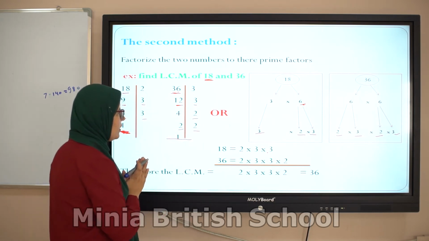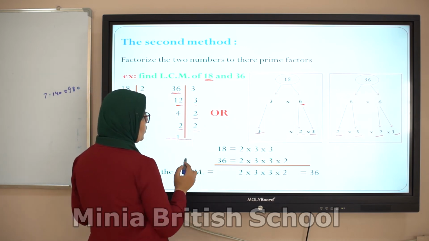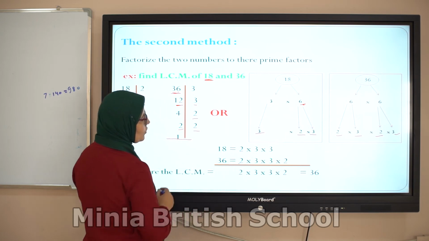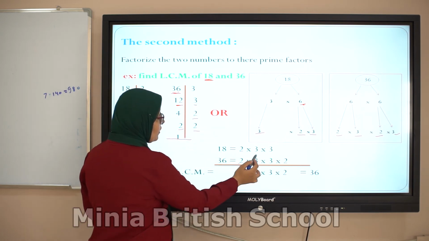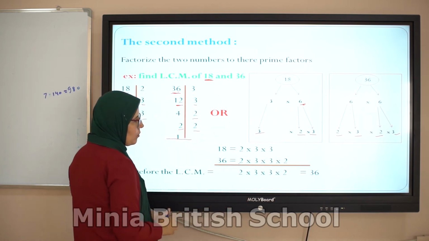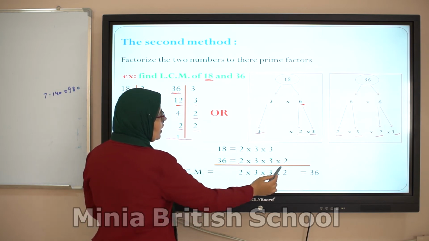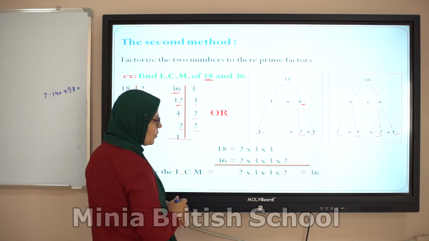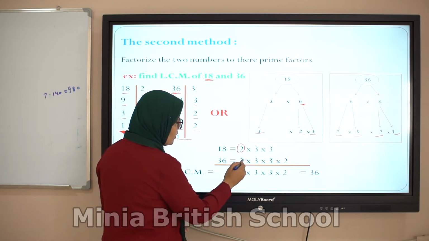How do I write it? I will choose 2. Here we have 2, 2, but here we have only one 2. So I will take this 2 and write it under the 2. And then the 3s under the 3s. But I have one extra 2, so I will write it here, far away. Then, to find the lowest common multiple, this and this are repeated.